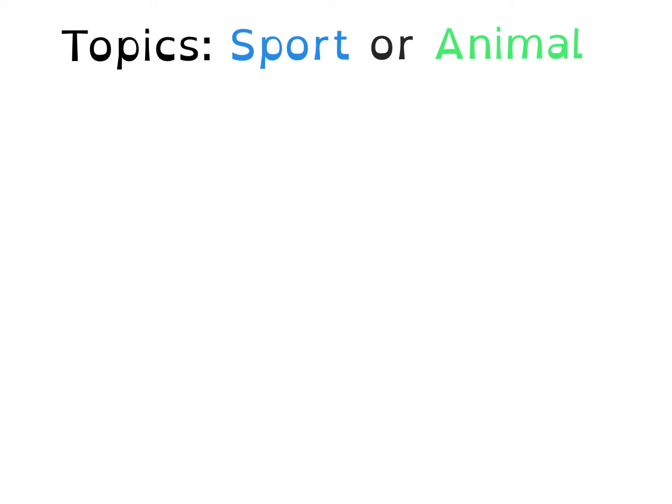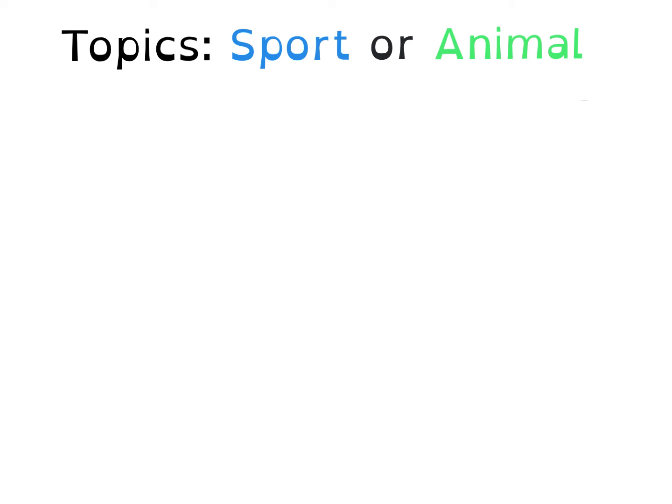For this assignment, you have a choice to write about a sport or an animal. Now, it's very important that the topic you choose you know very well. You don't want to write about something you don't know very much about because it's going to be hard to write a 5-paragraph essay. So choose a sport or an animal that you know quite a bit about.